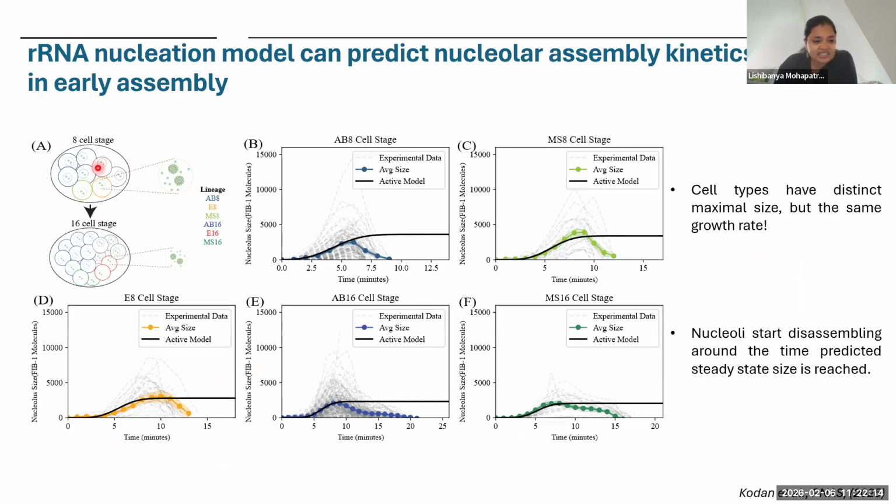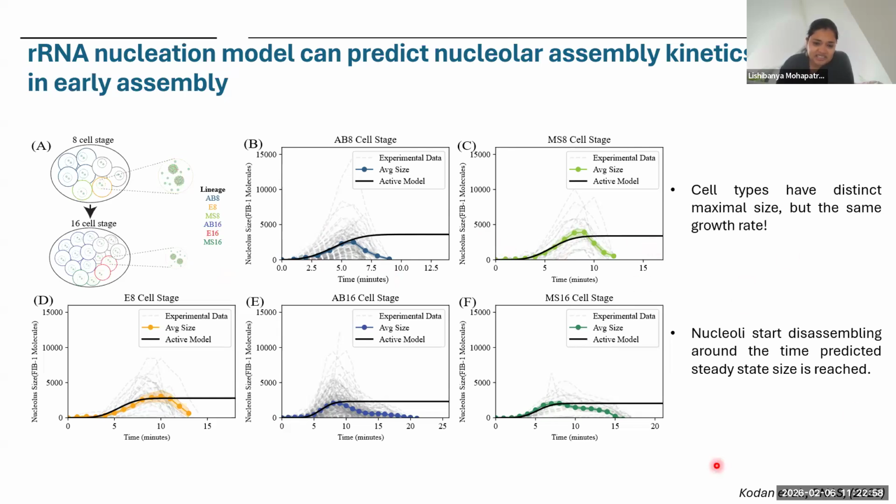So this is your cells going from 8 cell stage to 16 cell stage. And each of these data points that you're seeing over here comes from a specific cell stage, as is written in the title. In gray are the individual trajectories, and in the blue that you see over here is the average of all of these different nucleolar sizes. What we saw, which was very interesting to us, was that even though the cell types have different maximal sizes, their essential growth rate was the same. The same Ka that we had extracted from E16 type data worked for these cell stages as well.